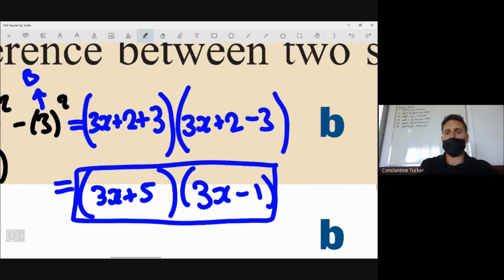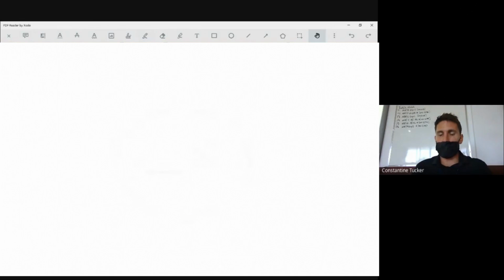And that's pretty much the hardest possible difference of squares one would expect of somebody your age at this stage, if not GCSEs.